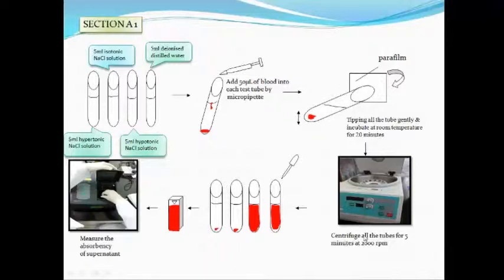Then, centrifuge all the tubes for 5 minutes at 2000 rpm. Make sure all the tubes are in balance. By using a transfer pipette, transfer the supernatant into a clean test tube and measure the absorbance of the supernatant.